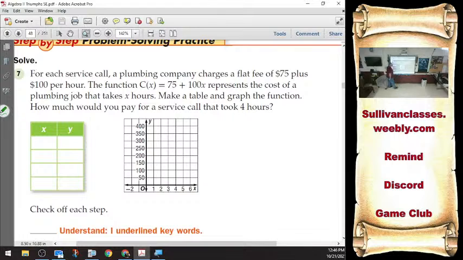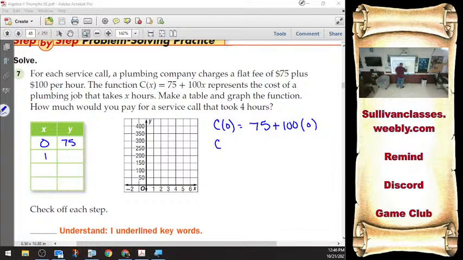Make a table, graph the function. How much would you pay for a service call that took 4 hours? So let's start with the table. 0 hours. How much does it cost when the guy just shows up? The cost of 0 is 75 plus 100 times 0. Well, 100 times 0 is 0. 0 plus 75 is, just like Kevin said, 75.